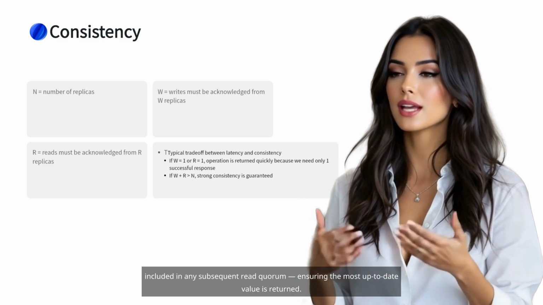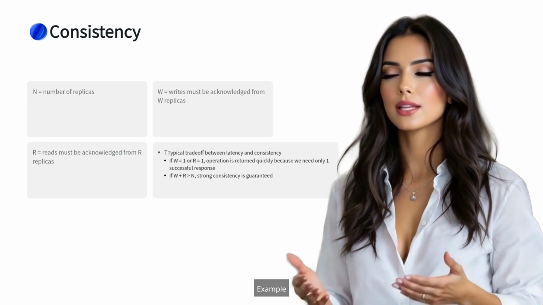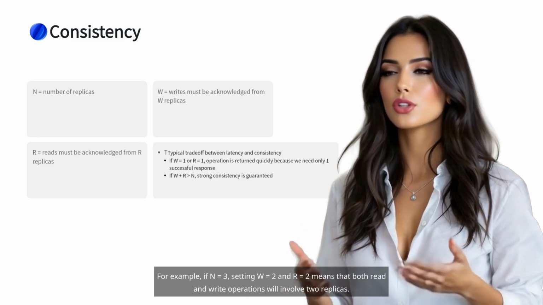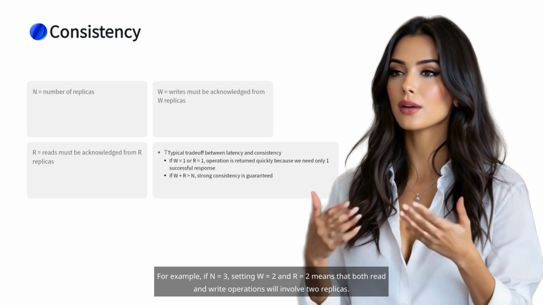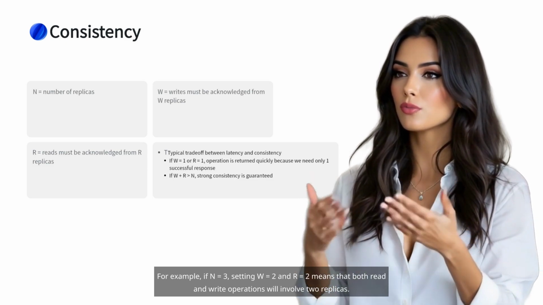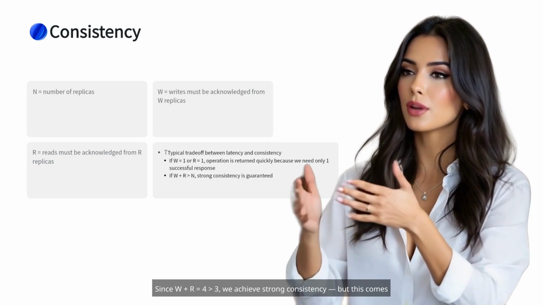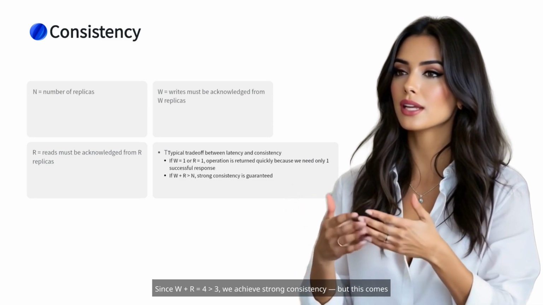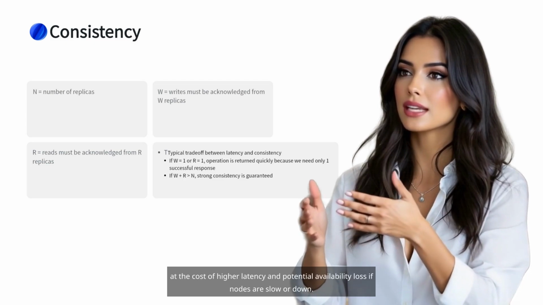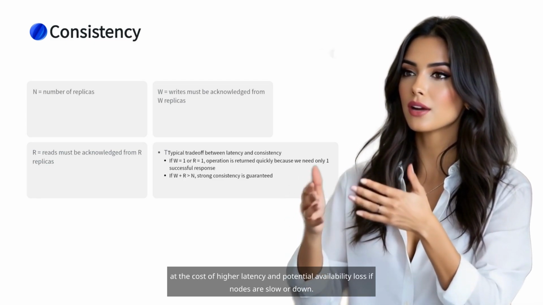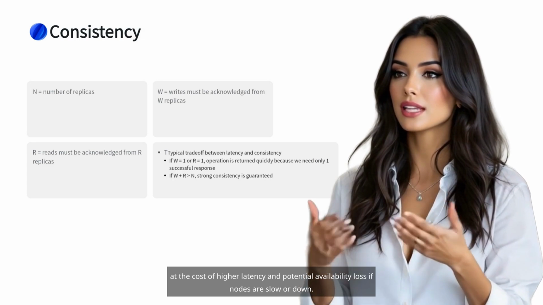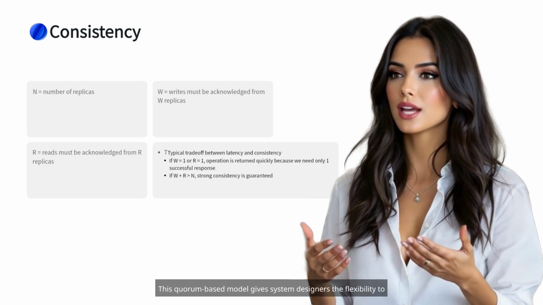Example. For example, if N = 3, setting W = 2 and R = 2 means that both read and write operations will involve two replicas. Since W + R = 4 > 3, we achieve strong consistency, but this comes at the cost of higher latency and potential availability loss if nodes are slow or down.